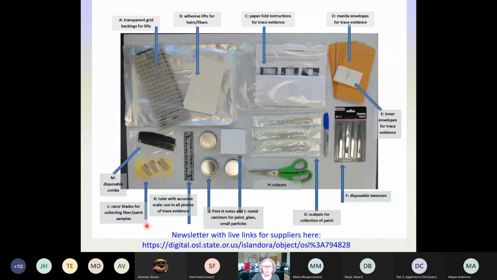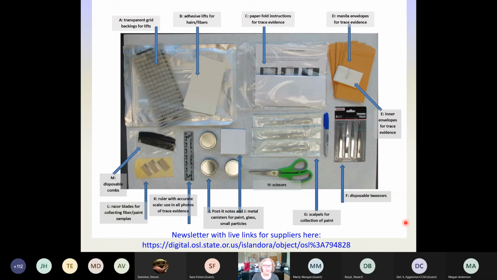There is a live link newsletter page. Oh, thank you, Carly. Carly is putting the link in the comments. So that newsletter describes the trace evidence kit concept and then gives you some links to suppliers. And a lot of these supplies are just from Amazon or Office Depot or common suppliers. They're not really scientific supply companies, with the exception of these trace lifts here that we make ourselves in the laboratory.